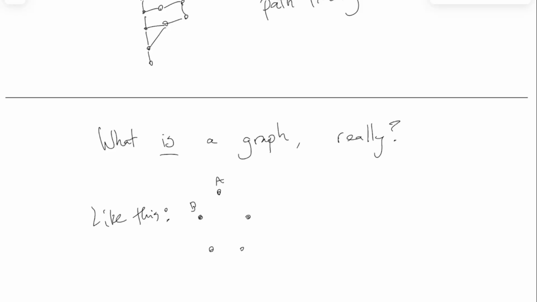Where, you know, maybe I'll give names to these things, A, B, C, D, E, and let's say they're connected up like this. And maybe there's another one over here, right? So far, this is the level at which I have explained what a graph really is, all right? It's a thing like that, okay? This is a graph.